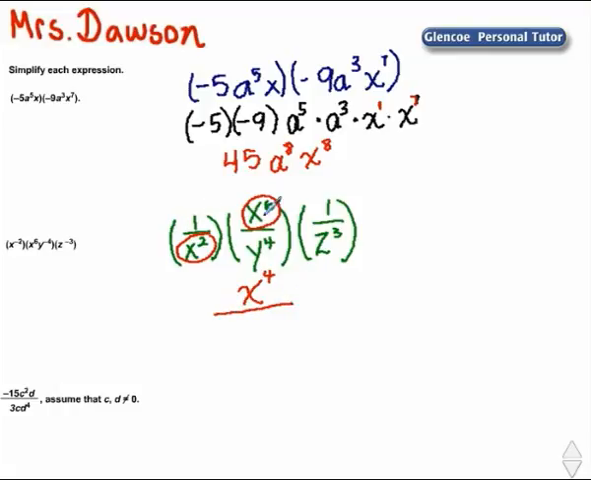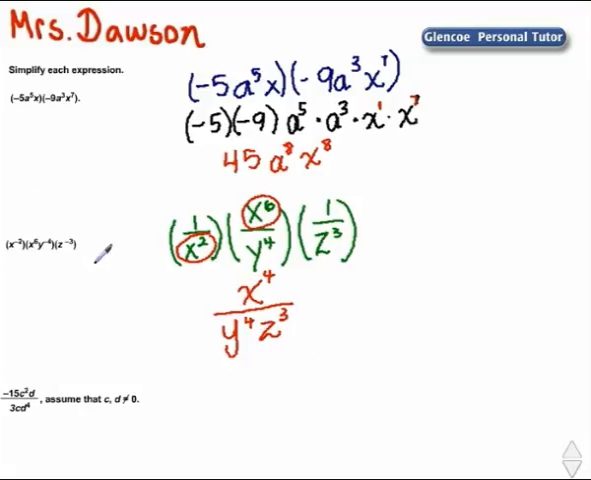There are no bases of y or z in the numerator, so the denominator will remain as is. Remember, we've taken care of the x, and now we've got y to the 4th times z cubed left in the denominator. X to the 4th divided by y to the 4th z cubed is the simplified version of this expression.